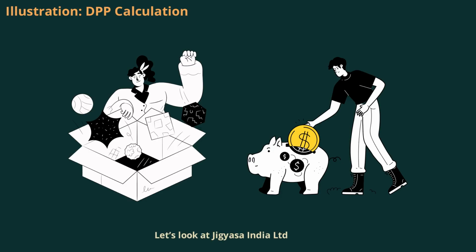Let's look at Jigyasa India Limited, which operates retail stores selling products like butter jelly, fruits and nuts, and icy cool. By calculating warehouse, store, and transportation costs per cubic meter, and then allocating these costs to each product based on volume and time in storage, the company determines the true profit per unit. This detailed analysis highlights the importance of accurate cost attribution and helps management focus on the most profitable product.